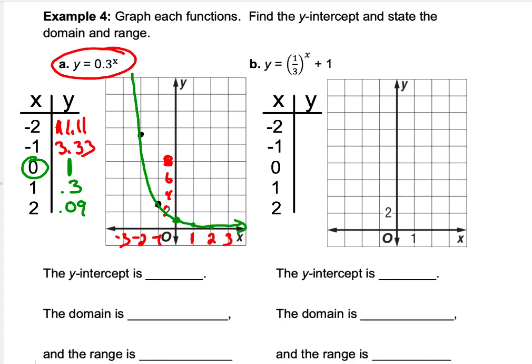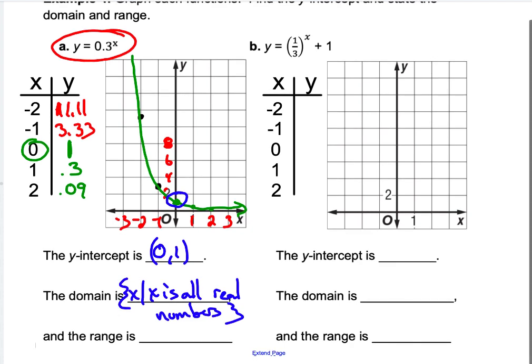My y-intercept is 1, so (0, 1). My domain, that's my x values, I can plug in anything. So x such that x is all real numbers. And my range is, notice my y's can keep going up as long as I want, but they can't get below 0. So it's going to be y such that y is greater than 0.